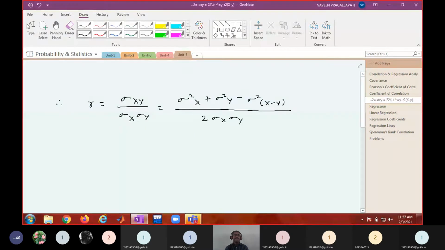Am I right? Yes. Similarly, can you tell me the expression for sigma square of x plus y? What would be this expression? Will it be sigma square x plus sigma square y plus 2 times sigma xy?